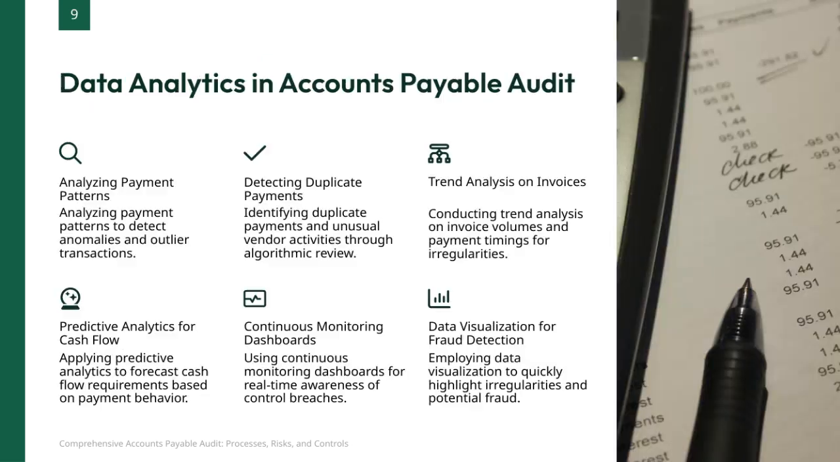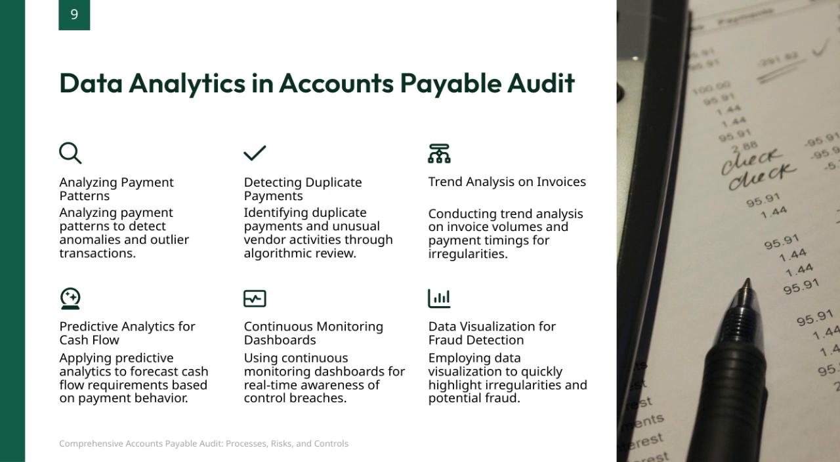When we talk about data analytics and accounts payable audits, one of the first things we focus on is analyzing payment patterns. This helps us spot any anomalies or transactions that don't fit the usual behavior, which can indicate errors or fraud. Next, detecting duplicate payments is crucial. Using algorithms, we can identify repeated payments or unusual activities from vendors that might otherwise go unnoticed.